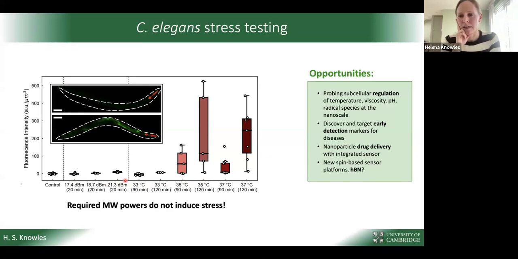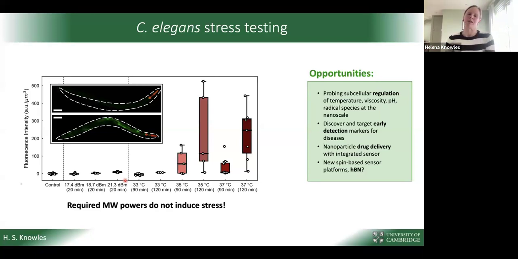So some opportunities in this space is looking at the regulation that these worms use to deal with temperature, viscosity changes, pH changes in the environment. And this could allow us to discover early detection markers for diseases, so perhaps not in worms, but looking at cells. If we can detect multiple parameters at the same time, we might be able to say what an early marker for the onset of cancer is, for example, in the viscoelastic properties at the nanometer scale.